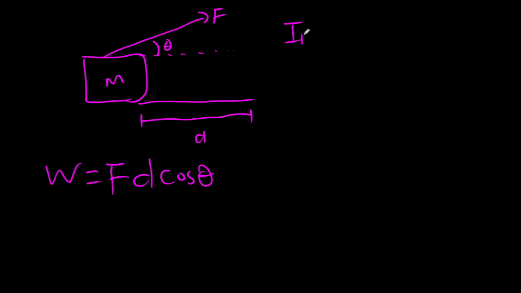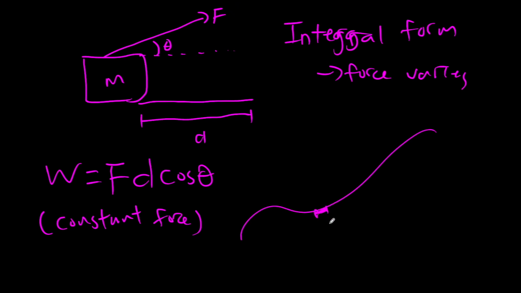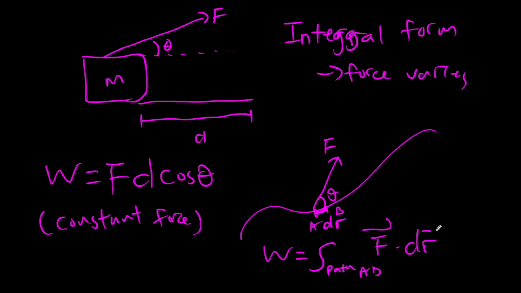So really, in the integral form, because now we are talking about constant force, but force might change, then it becomes something like this. So here, this part might be, let's say, dr. This will be F and this will be theta. So work will be equal to the integral, let's say from A to B, of F times the displacement times cosine theta. So this is the integral form.